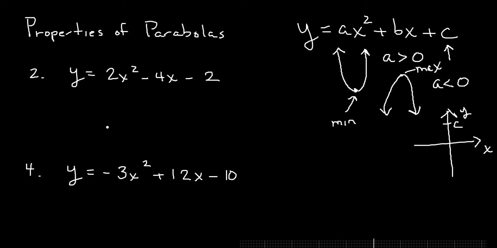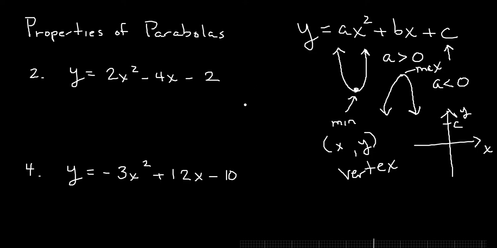So the first one, all we're going to do is find the vertex, which is this point right here. It's a coordinate, an x and y coordinate of the highest or lowest point, and that's the vertex. So how do you find the vertex? Well, there's a little formula. One way you can do it is you can put it into vertex form, but that's what we're going to save for another time, and I think it might be in your book.